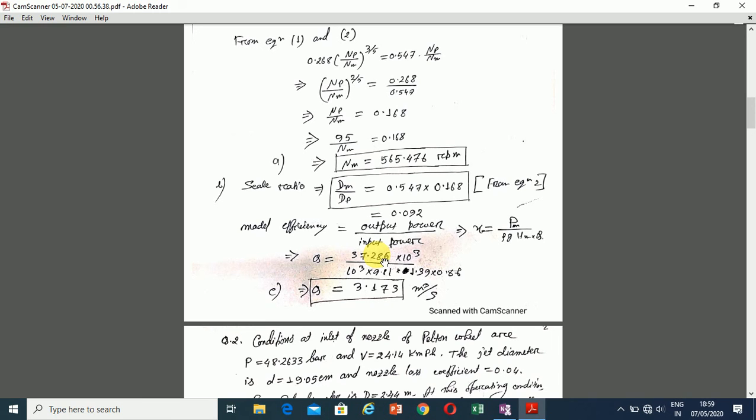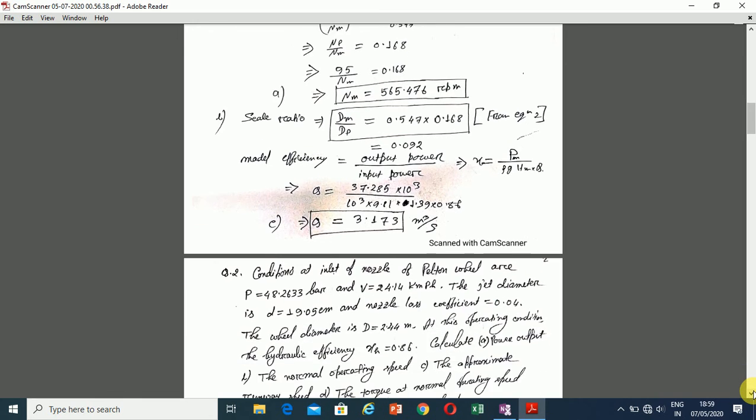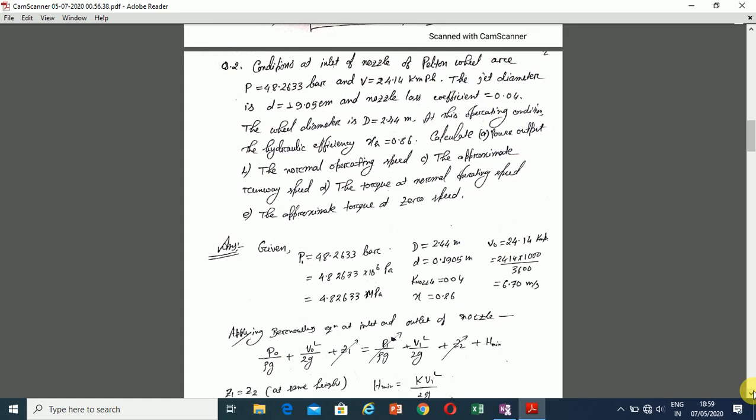Model efficiency is output power by input power, that is PM by rho G HM into Q. From here we can find Q. PM is given, rho is density of water, that is 1000, G is 9.8 meter per second square and HM is given. So putting in all the values, we get Q as 3.173 meter cube per second. Now come to the second question.